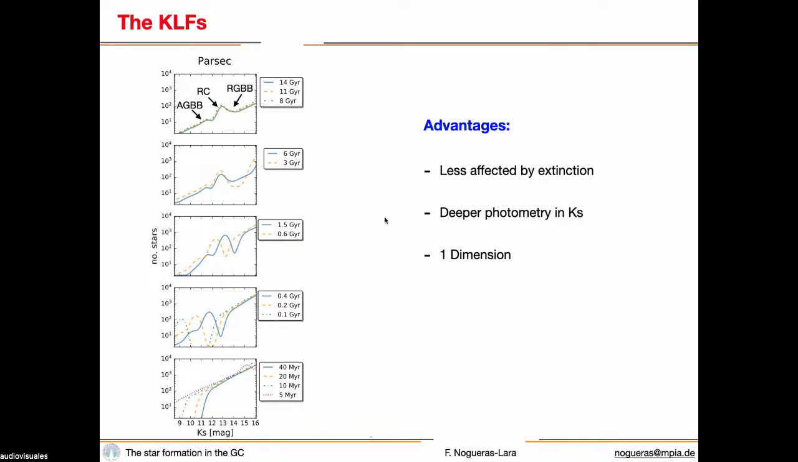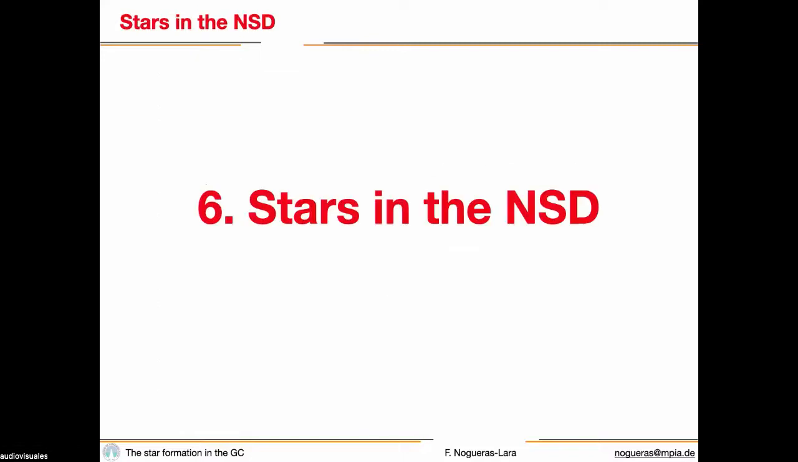With luminosity functions, we are going to have different advantages. The first one is that we are going to be less affected by extinction, because for the color magnitude diagrams, in the best case, we can use H and KS, but H is going to suffer more from extinction than K. And if we are able to use K, we are going to have many more stars, and it's going to be easier to constrain the stellar populations there. So we are going to have a deeper photometry in KS. And then, again, as I said before, we have something that is only 1 dimension instead of 2. So it's easier to compare this with theoretical models.